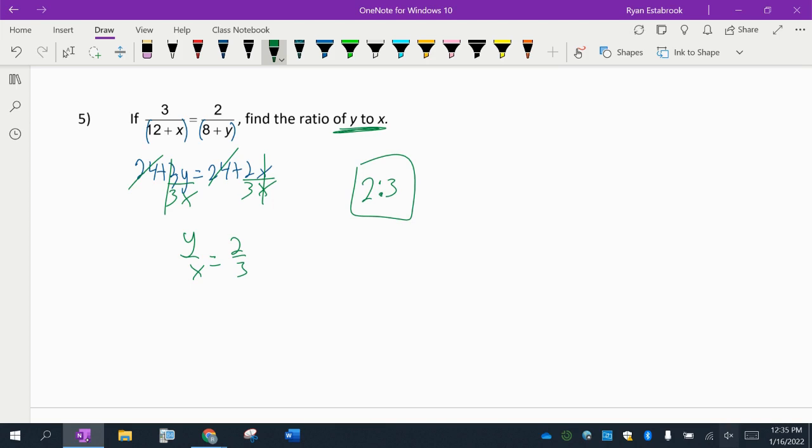You can write it as 2 over 3 as well as a fraction. It doesn't really matter. A lot of times we see ratios written like this, but 2 over 3 is the same thing.